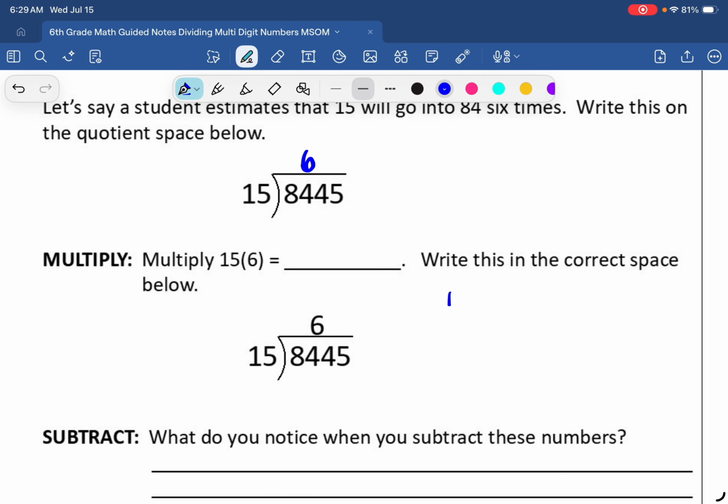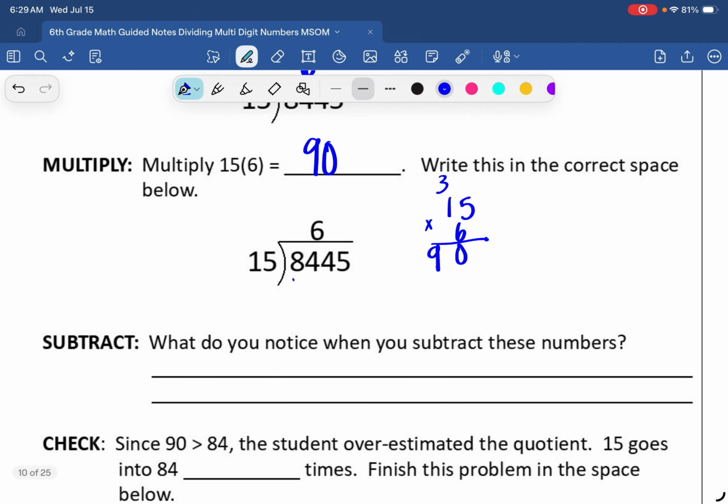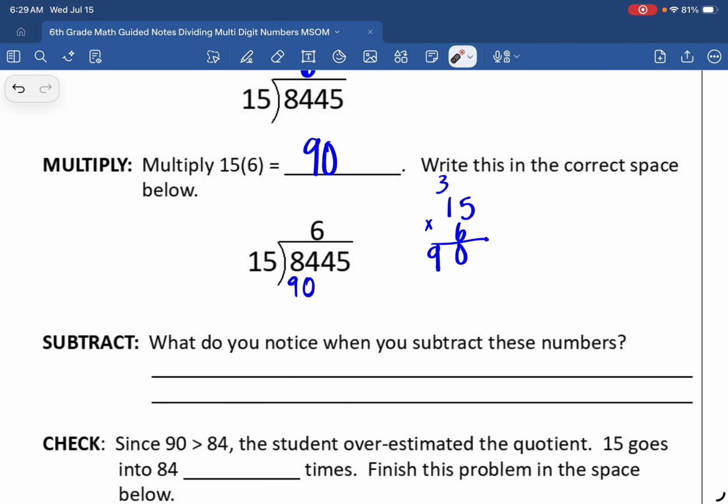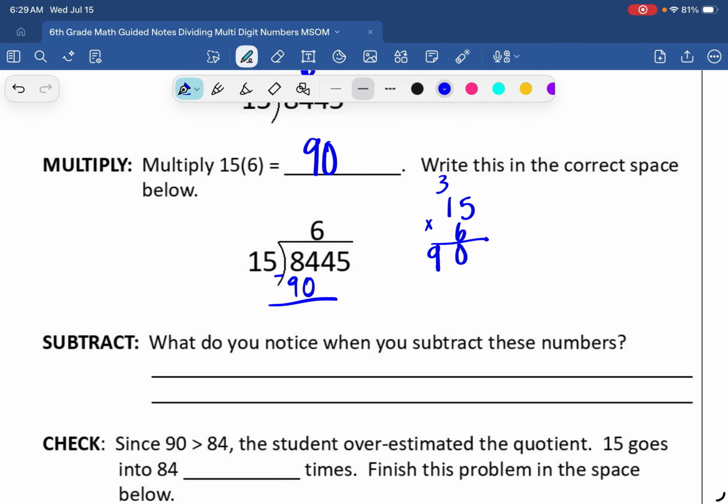So I'm going to, off to the side here, go 15 times 6, which is 6 times 5 is 30, 6 times 1 is 6, plus 3 is 9. So 15 times 6 equals 90. Write this in the correct space below. So I'm going to write it right below the 84. What do you notice when you subtract these numbers? So let's go ahead and subtract. I get 84 minus 90. That's going to give me a negative number.